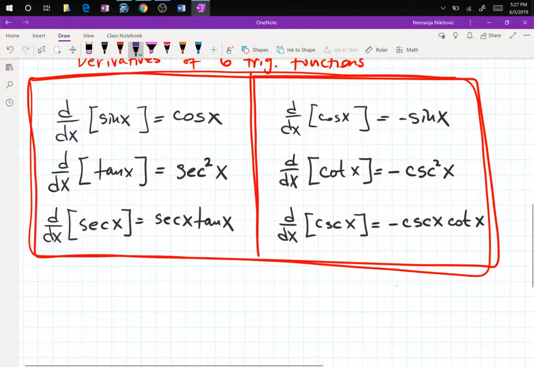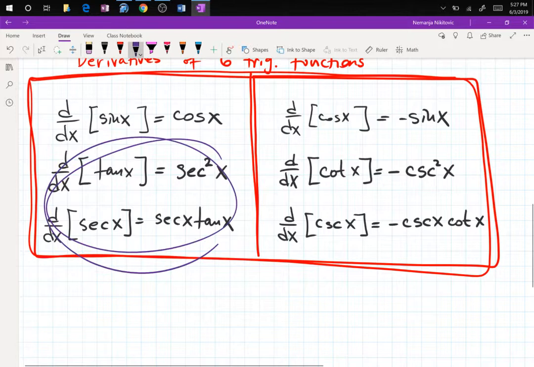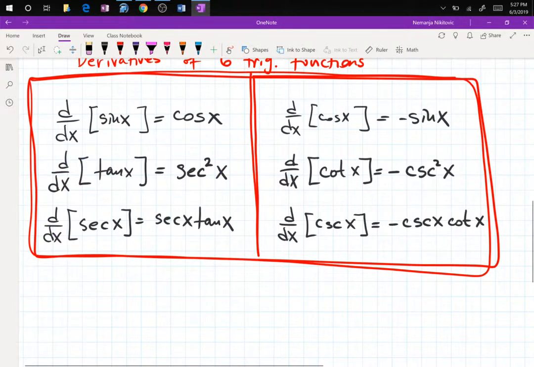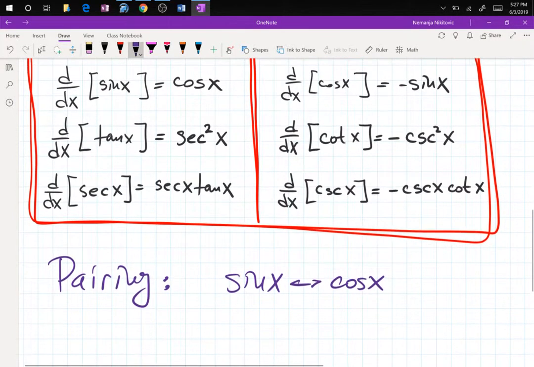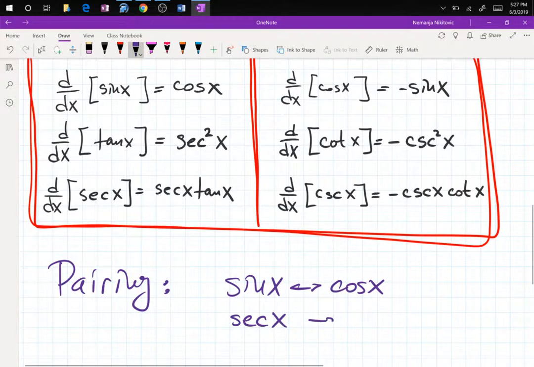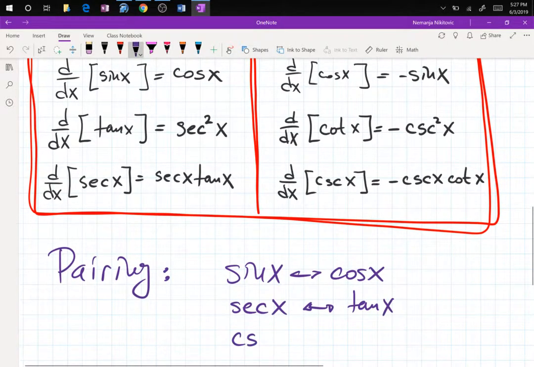Secant is always paired with tangent. See? All the tangents and secants are in the same group. There are no cotangents, no cosecants, no sines, cosines. So, pairing: cosecant and cotangent. Sine x with cosine x, secant x with tangent x, and cosecant x with cotangent x.